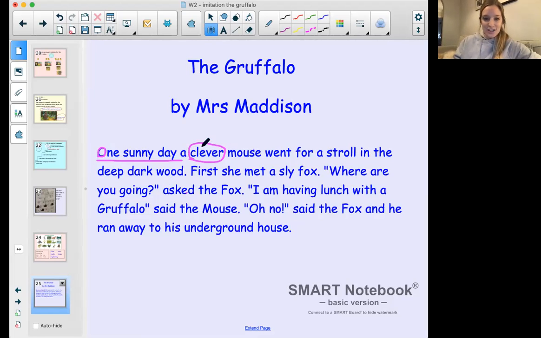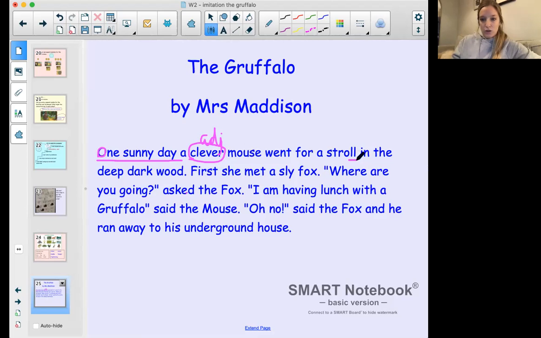That's right. It's an adjective. And an adjective helps to describe my noun. So we're describing the mouse. The mouse is clever. So that's giving our story more detail. It's making it more interesting to read. One sunny day, a clever mouse went for a stroll.